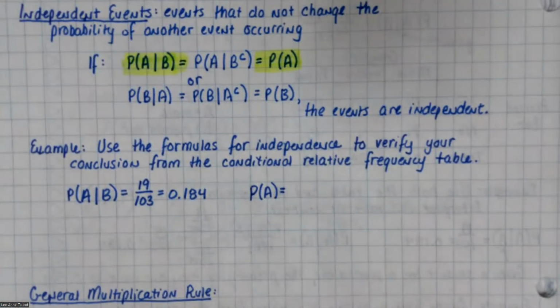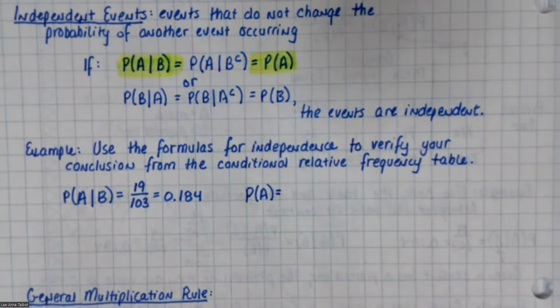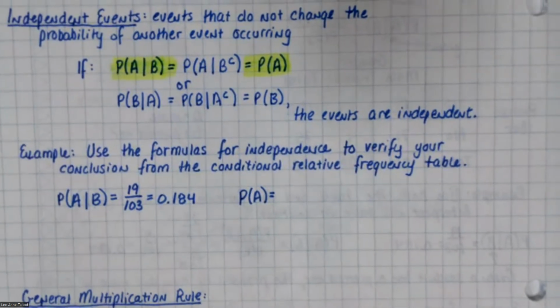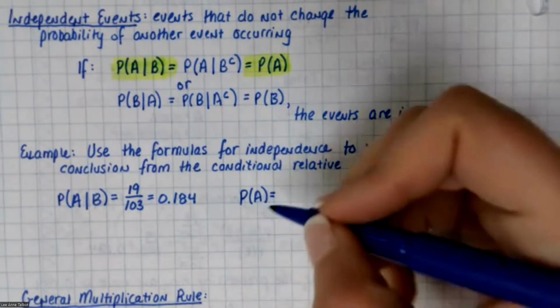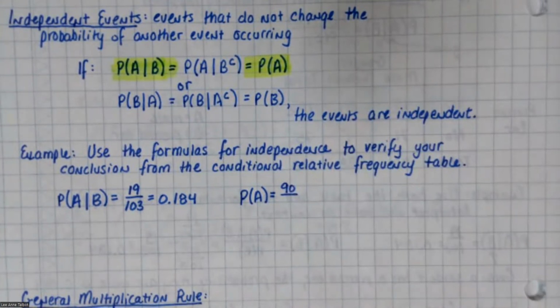Okay, I'm gonna ask you a question. How many male students are there? Look at your table. 90. Can you tell that there's 90 male students? How many total students?